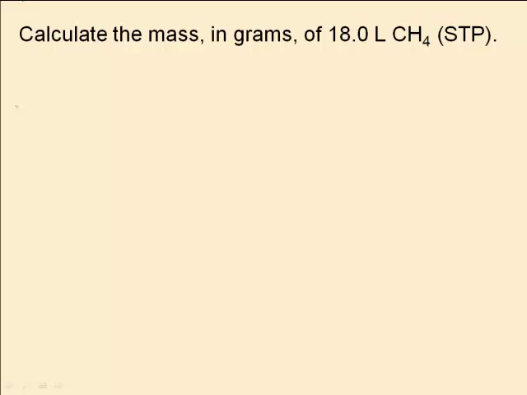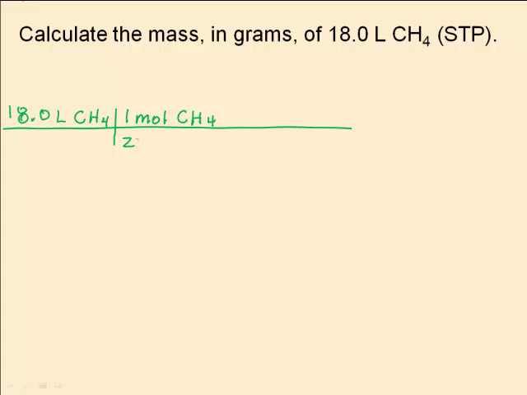Let's look at one more example. This one wants you to calculate the mass of 18.0 liters of CH4 gas at STP. Again, you always start by writing down the number and the unit and the substance that's given. So in this case, that's 18.0 liters of CH4. We'll always have to convert to moles first, so we're going to need liters on bottom and moles on top. 1 mole of any gas, if it's at STP, takes up 22.4 liters of space. Now we can convert from moles to what the question asks for, which is grams.